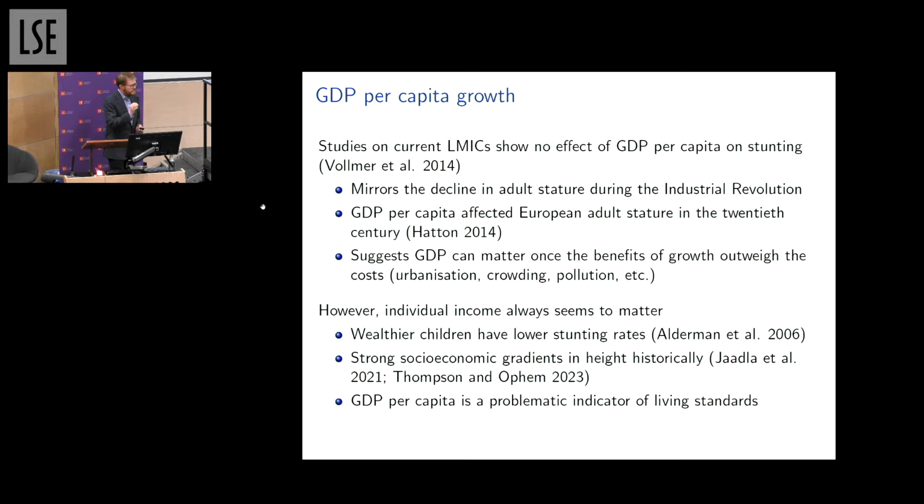The interesting thing, though, is that individual income always matters, right? So GDP doesn't seem to matter. But if we look cross-sectionally, richer people always have lower stunting rates. That's true today. It's true in history. There are strong gradients in height in history as well, in Sweden, the UK, and the Netherlands. And I think this reflects the fact that GDP is a bit of a problematic indicator of living standards. It can't really account for inequality and things like that. So all those kind of common critiques of GDP that we sometimes hear.